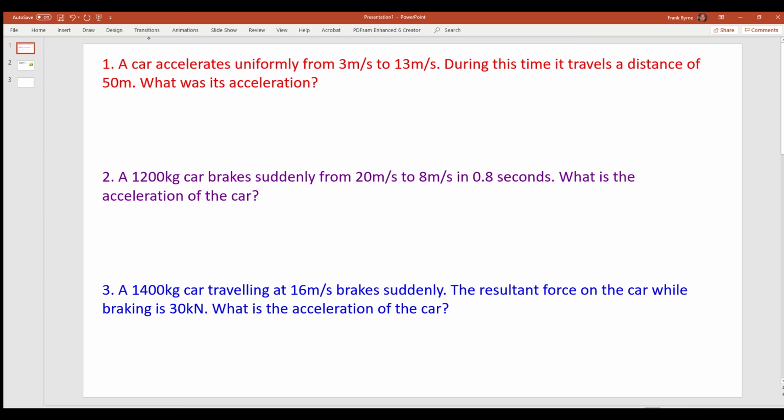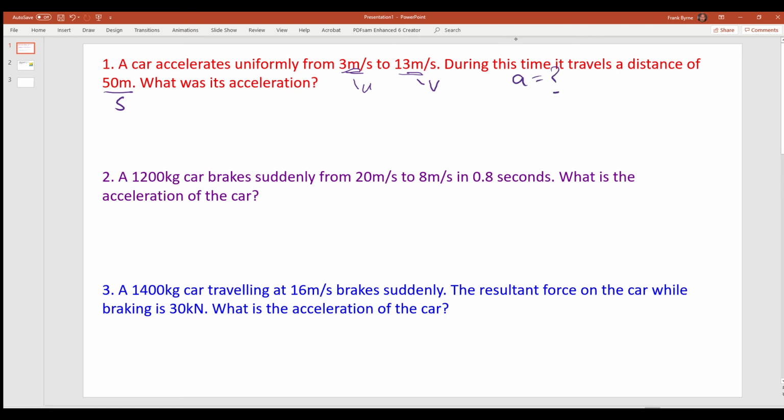Okay, so here we are. Three different questions, all to do with acceleration. A car accelerates uniformly from 3 to 30 meters per second. During this time, it travels a distance of 50 meters. So that's the initial velocity, that's the final velocity, and that is the distance. And we've been asked to find what is a.